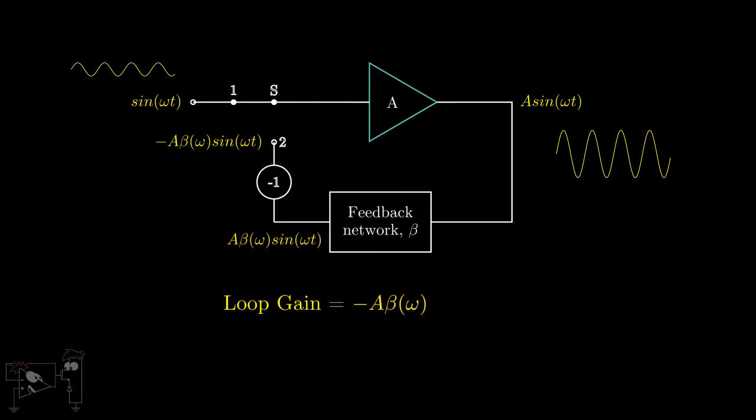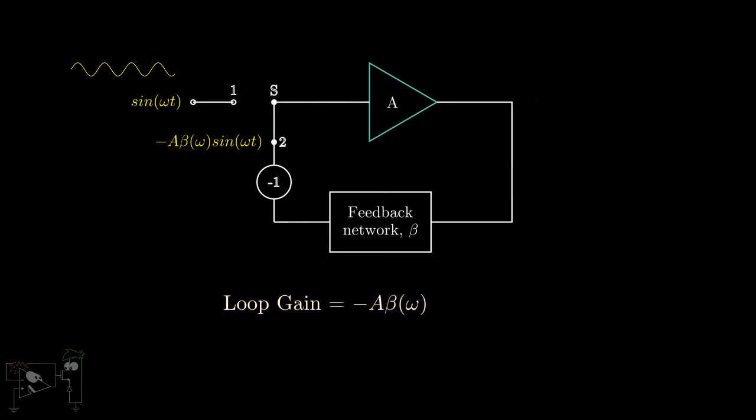If this loop gain is negative, then we have negative feedback which we have used a lot. But if it is positive, then we have positive feedback. Let's explore this case a bit and assume that the loop gain is positive. That is, A beta of omega is negative. Now, let's throw the switch to terminal 2 and see what happens.